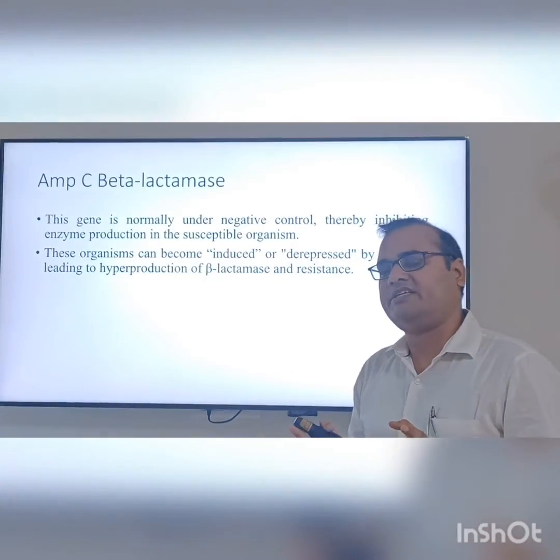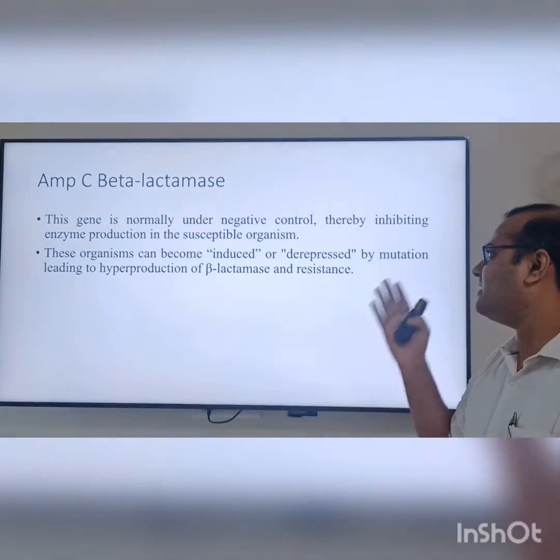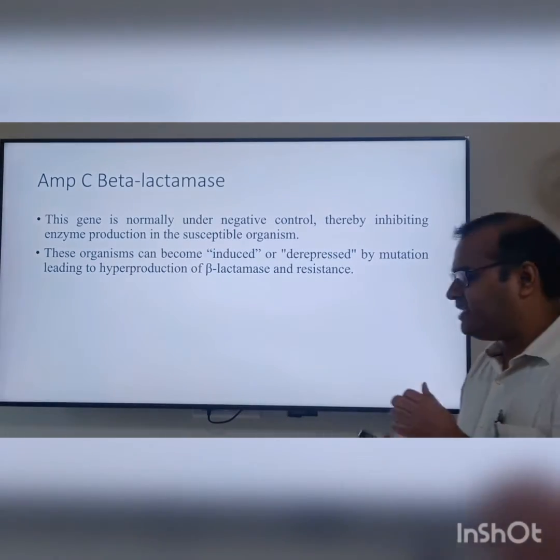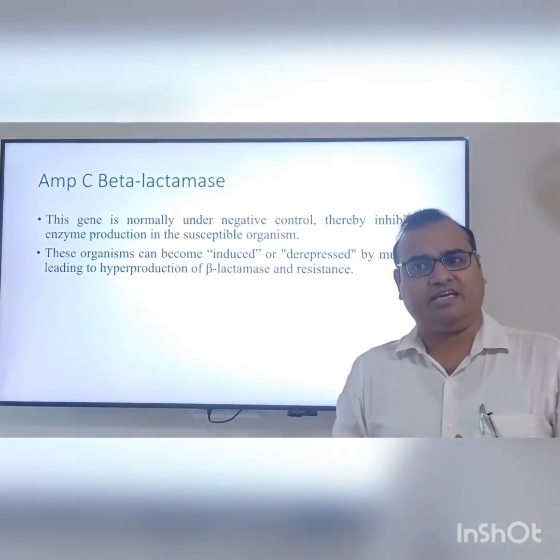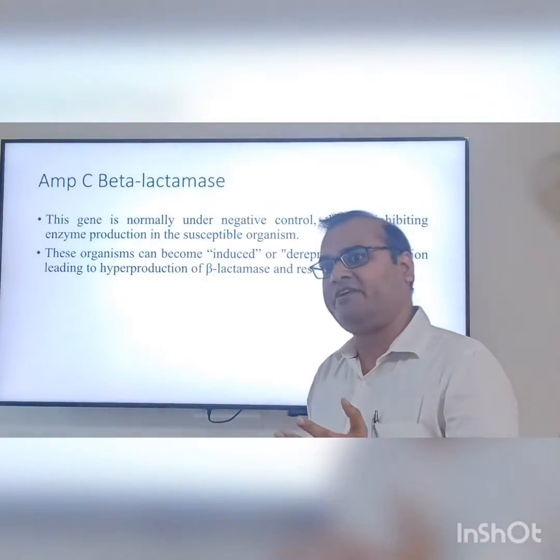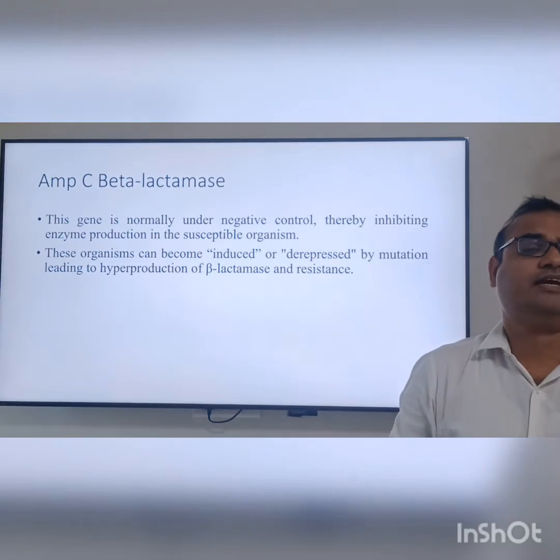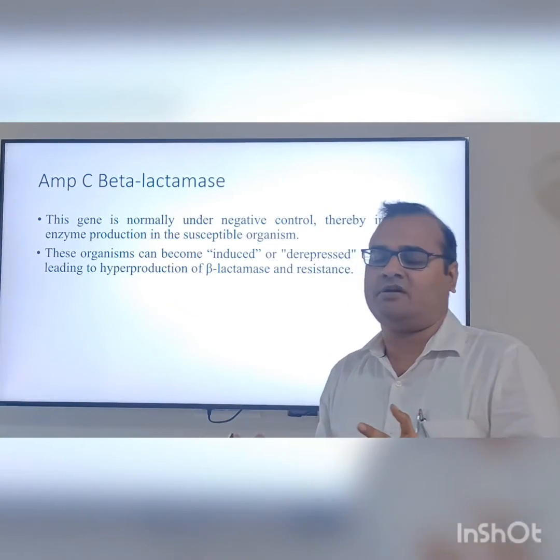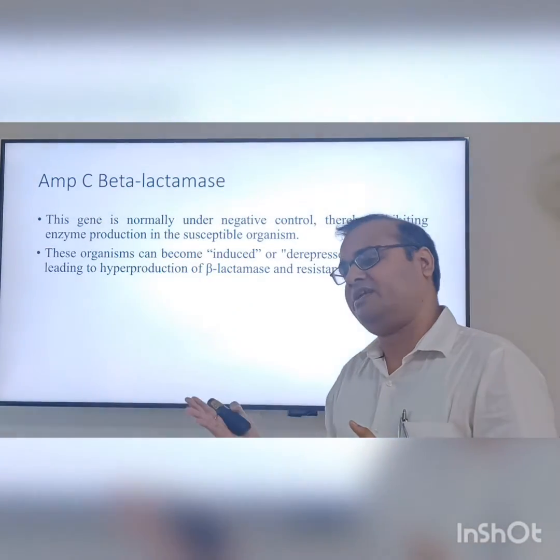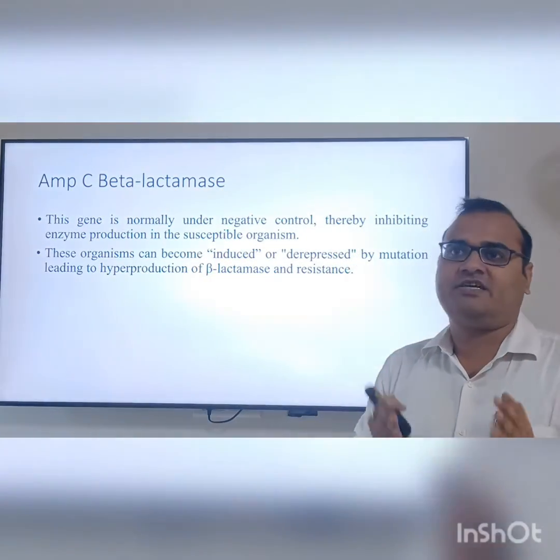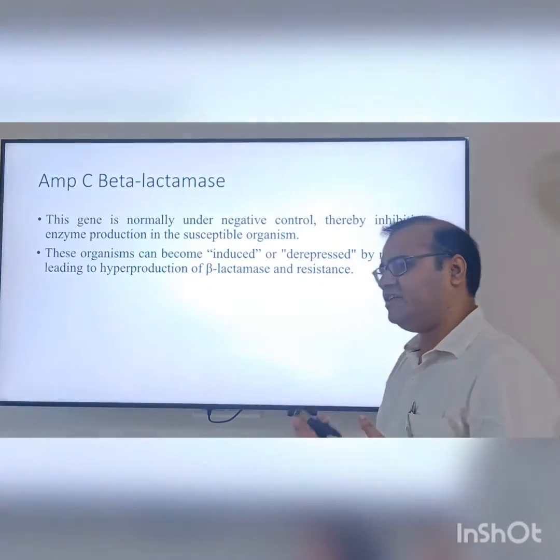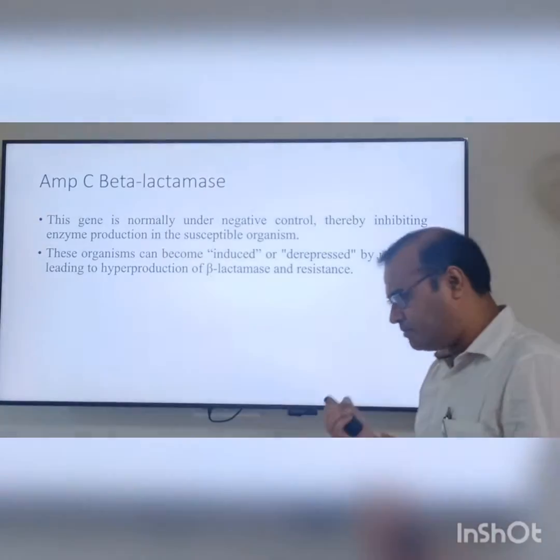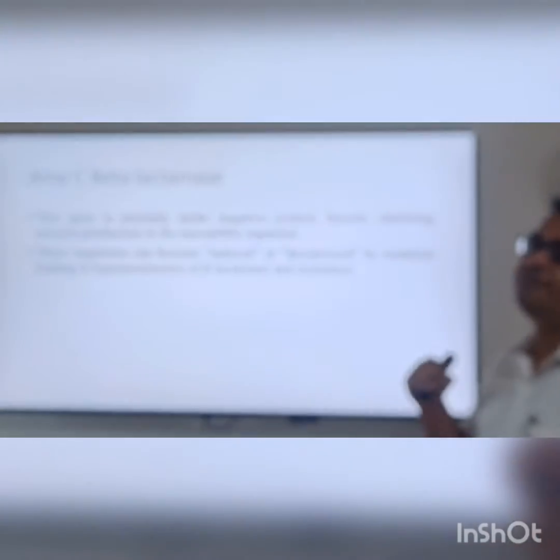Normally, in all bacteria, this AmpC beta-lactamase is under negative control, thereby inhibiting enzyme production in a susceptible organism. It means that if we find an organism susceptible in vitro, or the antibiotic is acting upon a particular organism, then AmpC beta-lactamase is under repressor control of a gene known as AmpR. This organism can become induced or de-repressed.